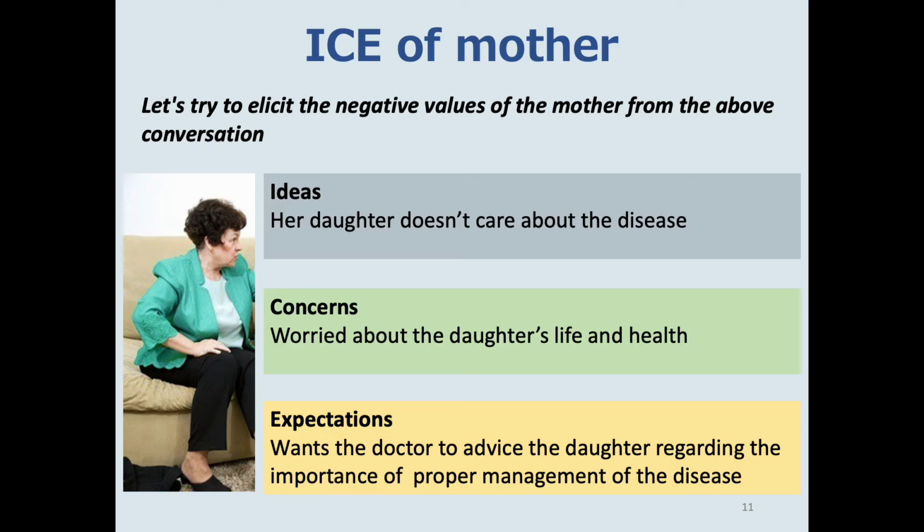Having listened to the conversation, we will try to elicit negative values of the mother regarding the ideas she thinks her daughter doesn't care about the disease. Regarding her concerns, she is concerned about the daughter's life and health. Regarding the expectations, she wants the doctor to advise the daughter regarding the importance of proper management of the disease.